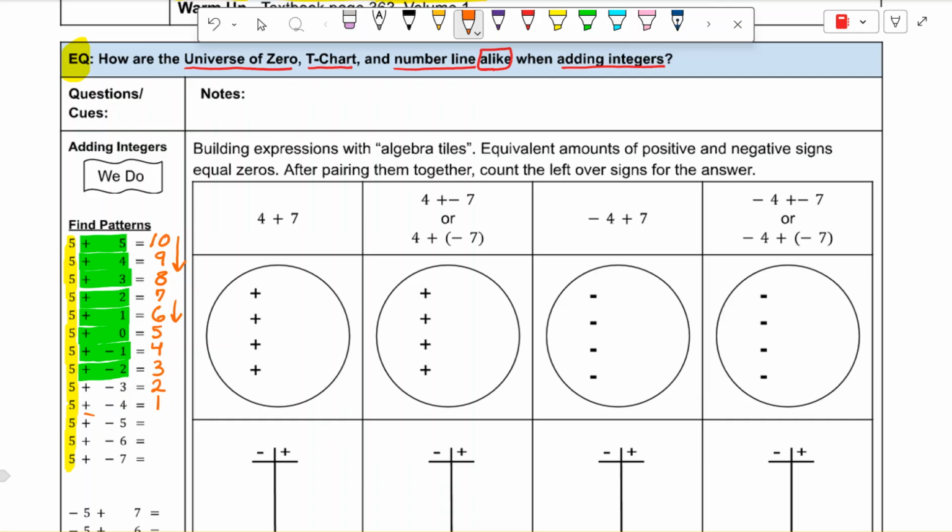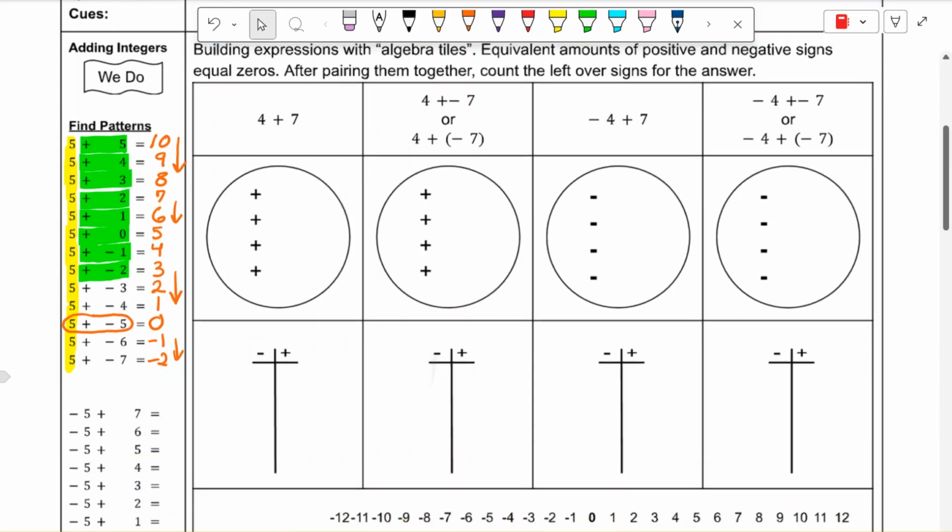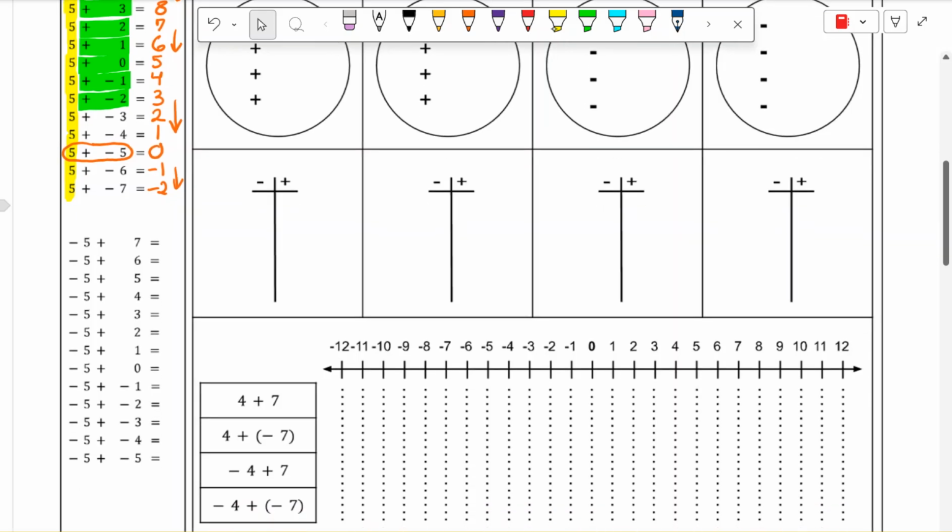Now when we get to this one right here, 5 plus negative 5, you're familiar with already. Those are opposites, and that equals 0. And that follows the pattern perfectly. Now after 0, we have 5 plus negative 6. Now we have more negatives than we do positives. And so that pattern continues. After 0 would be negative 1, and then negative 2. And it would continue.